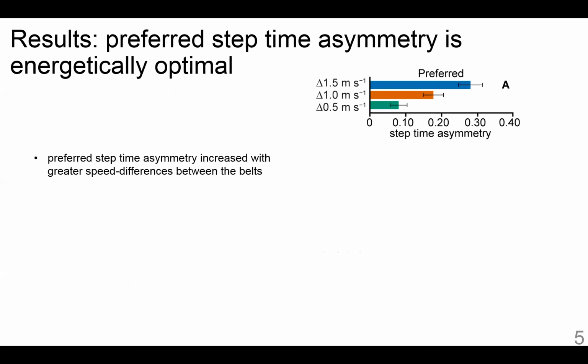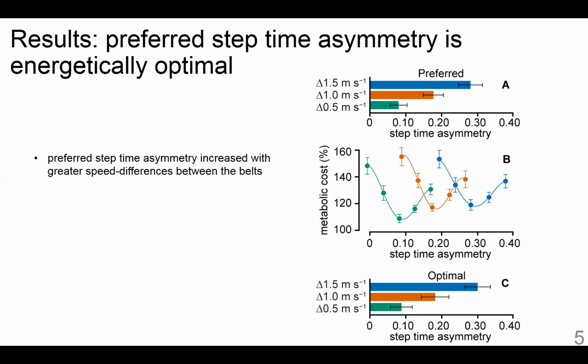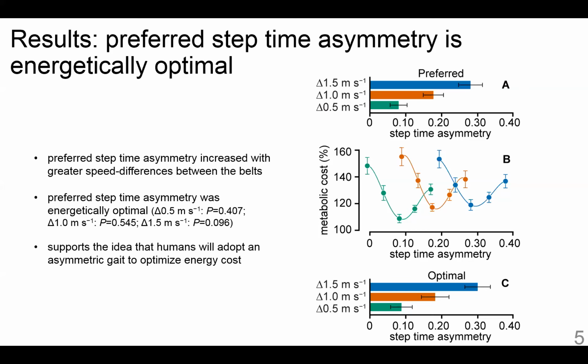When we look at the values of the preferred step time asymmetries, we find that those increase with greater speed differences between the belts. When we compare the preferred to the energetically optimal values of step time asymmetry derived from the cost mapping trials shown in panel B, we find that the preferred and optimal values were not statistically different, which supports the idea that humans will adopt an asymmetric gait to optimize energy cost.